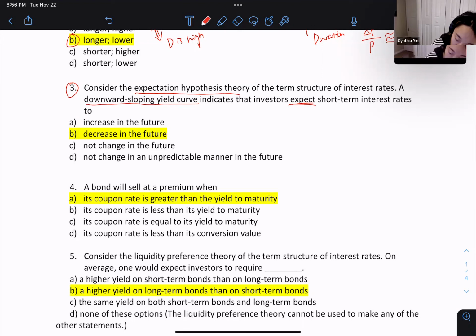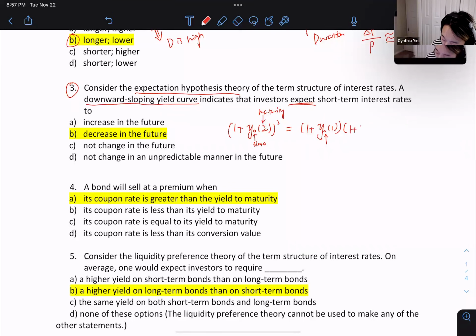So remember, let's think about the 2-year yield to maturity versus 1 year. (1 + y02) squared, where 0 is time t, which is current, and 2 is the maturity of 2 years, should equal (1 + y01) times the forward rate, meaning a 1-year maturity bond today and another 1-year maturity bond starting 1 year later. They should be equal to each other because they are the same investment opportunity payoff, otherwise there's arbitrage.